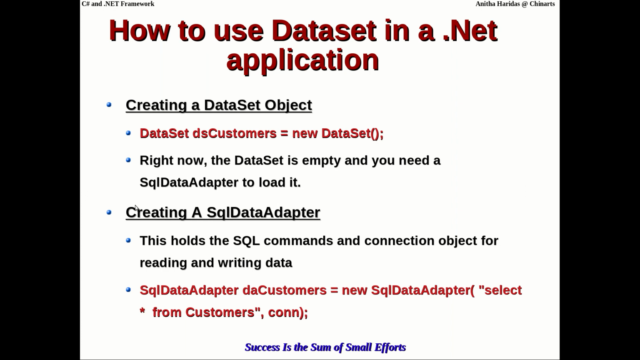So what do you do now? I have to create a SQL data adapter. This is the one that holds the SQL commands and the connection object. So what are the two things that will be available in a SQL data adapter? You need a SQL command and you need a connection object also for reading and writing the data. So you create a SQL data adapter again using a new operator, and you pass two arguments here. What are the two arguments? One will be the SQL query, the SQL command, and the second argument will be the connection object.